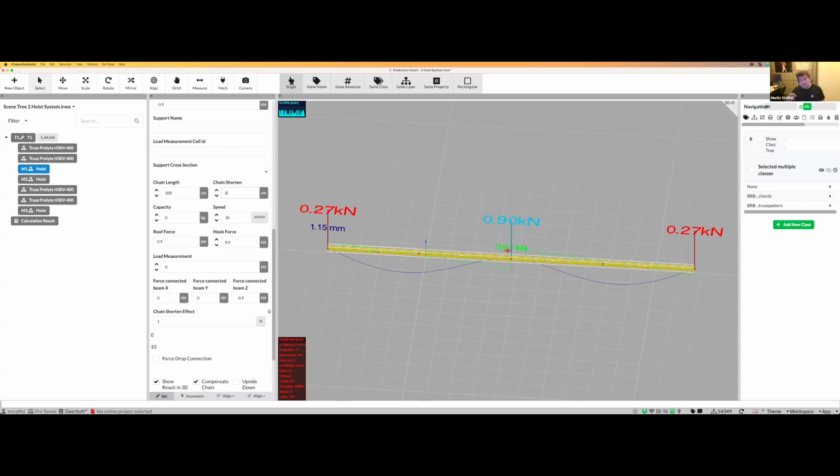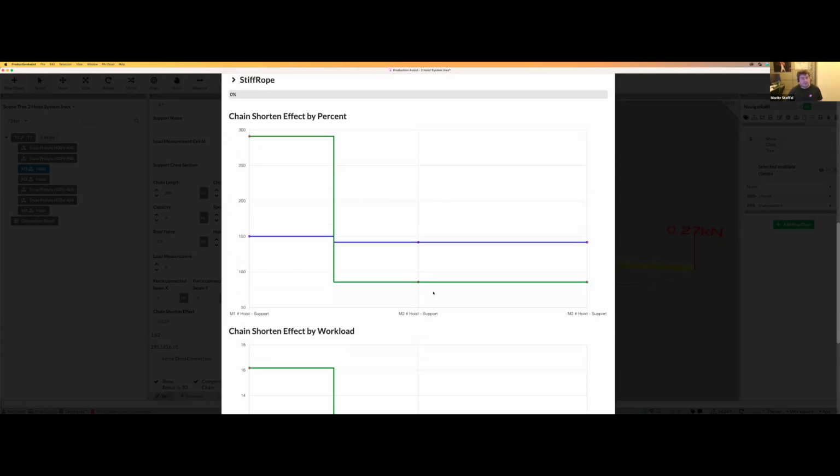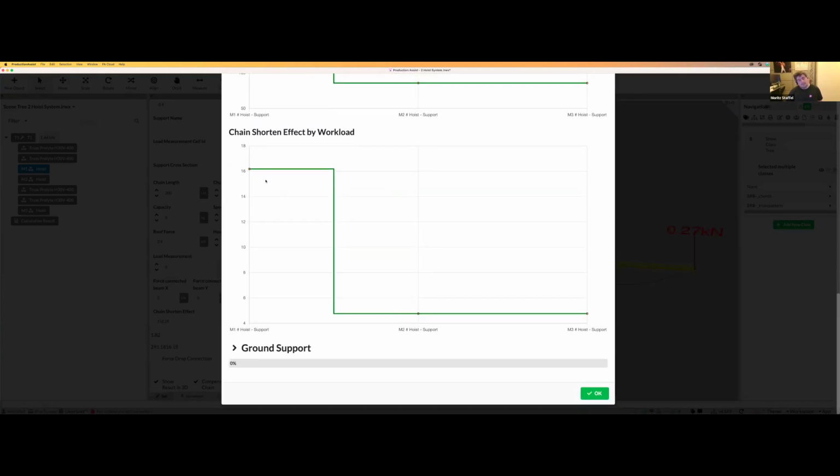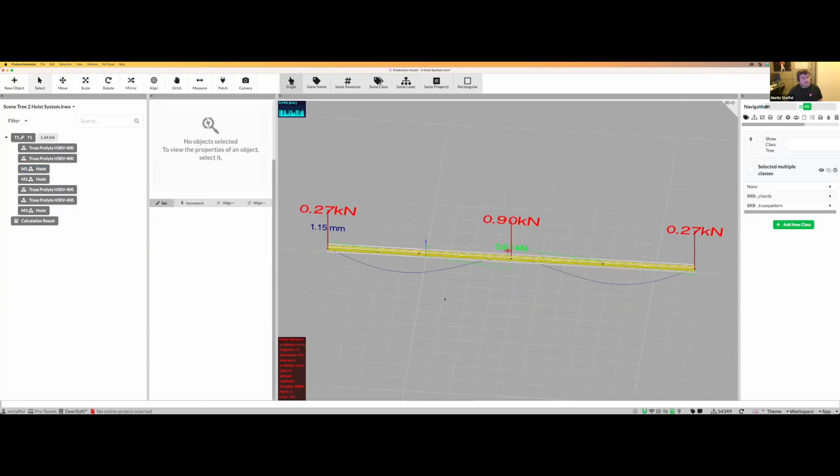Production Assist has several features that help you understand the process. The most important one is, for example, the calculate effect from chain shorten. This feature does a calculation for all of the hoists and checks what is happening if you, wait, I think it's not allowed to have something selected with this.